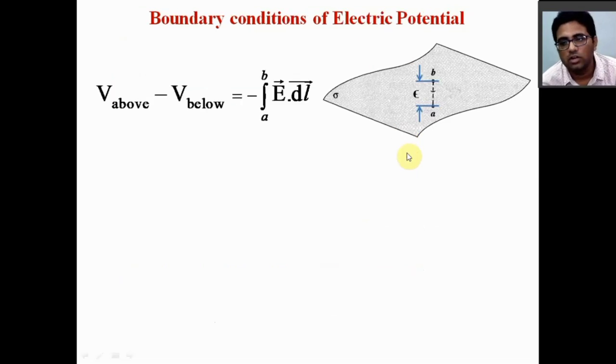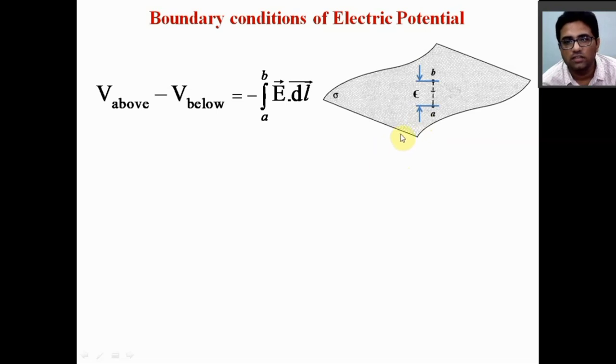Now let's discuss the boundary condition of electric potential. Let's find the potential difference between two points just above and below the charge plane. The distance between these two points is very small because they are just above and below. Here point B is just above the charge sheet and point A is just below the charge sheet. The distance between the two points tends to 0.